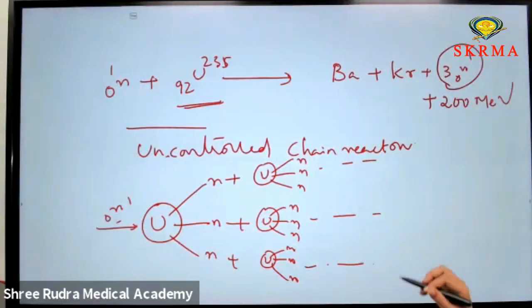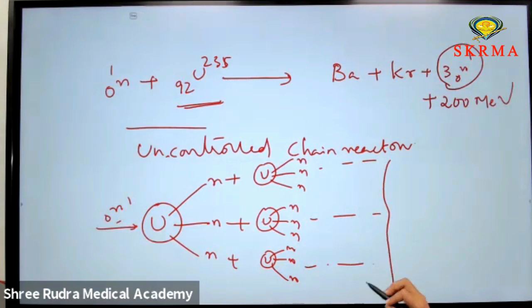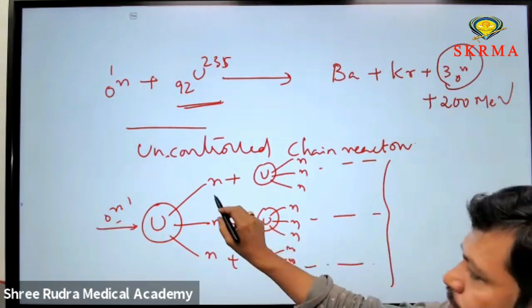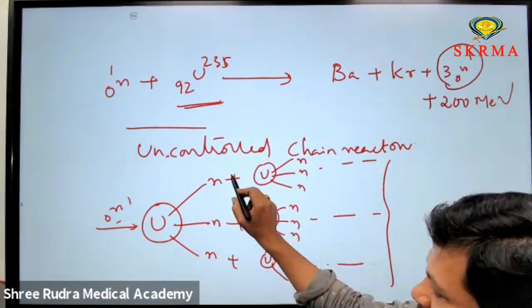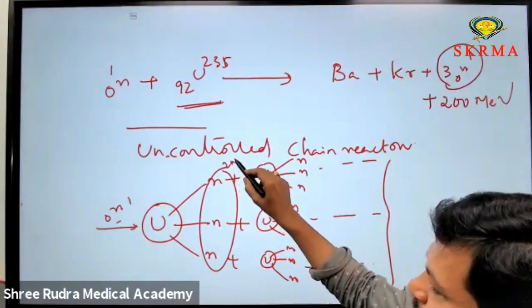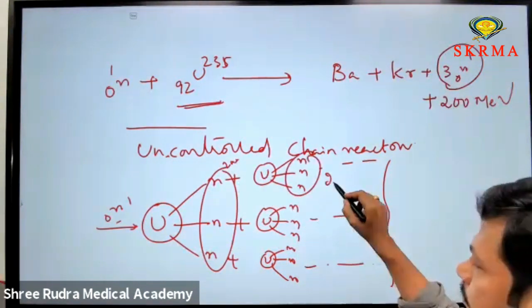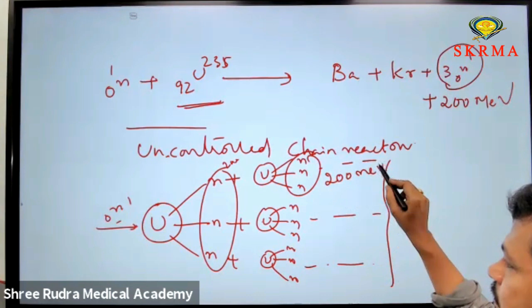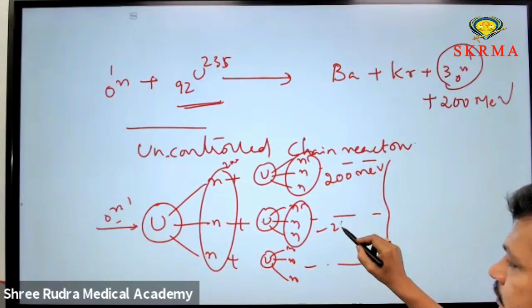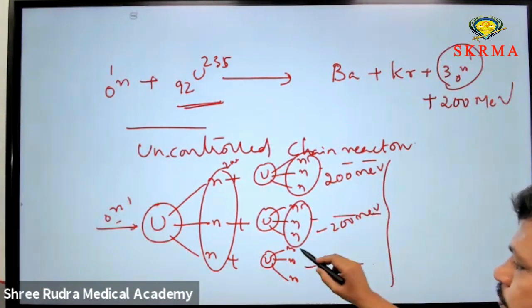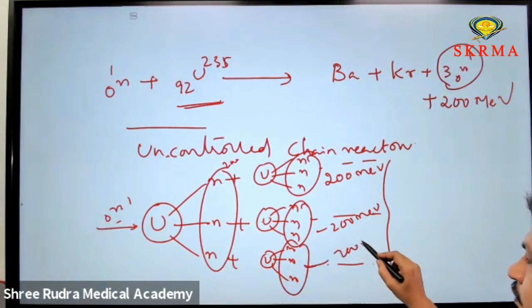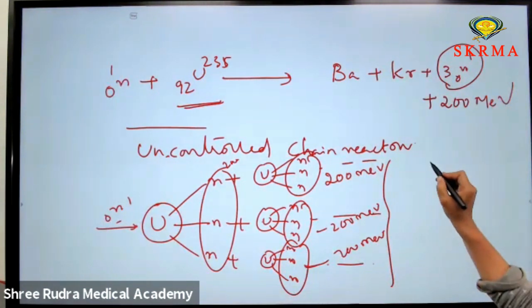Here also, suppose you take 10 stages, how many neutrons are liberated? Remember, in each stage 200 MeV is released, in this stage 200 MeV is released, and 200 MeV is released. The process is continuously happening, and for the whole process, a huge amount of energy is released.